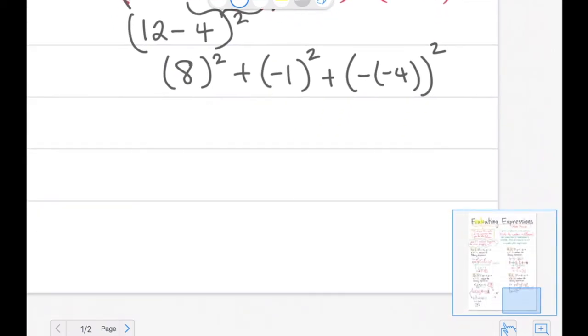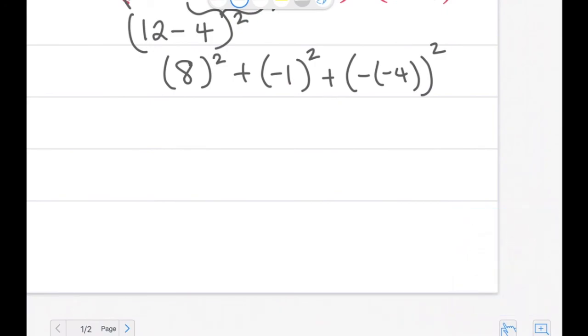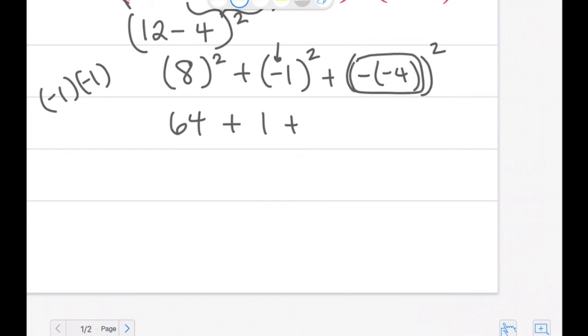Okay, so now the next priority in order of operations is to deal with exponents. So let's do that. We've got 8 squared, so that's 64. We've got negative 1 squared. Notice the negative is in the parentheses, so when you expand it, you think negative 1 times negative 1, and if you multiply two negatives, you get a positive. And then plus. Now let's go ahead and work with this minus, or the negative, negative 4. Anytime you see two negatives butted right up against each other, that becomes a positive. So this is actually a 4 squared, so 4 squared is 16. And now we can add 64 plus 1 and get 65, and 65 plus 16 gives us 81.